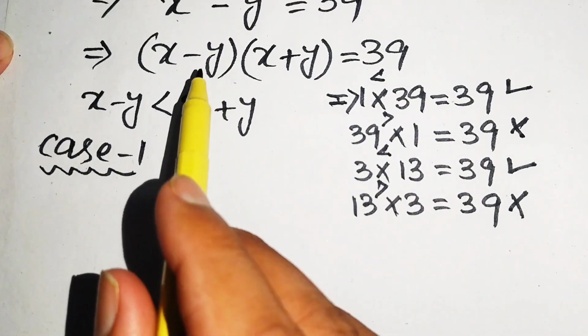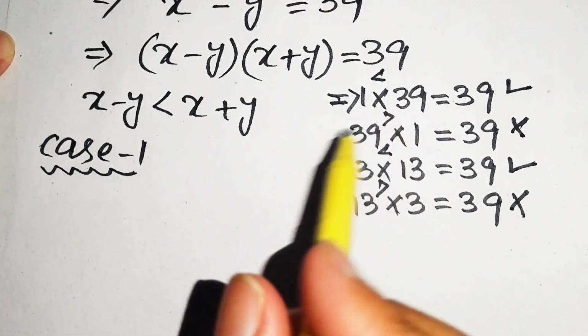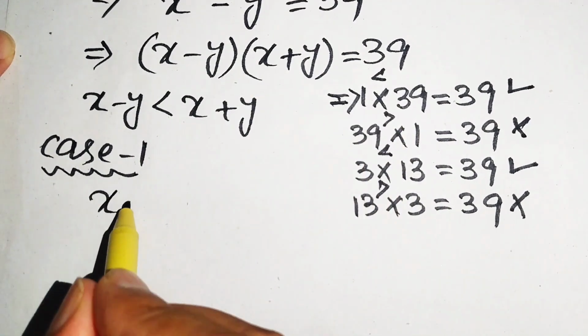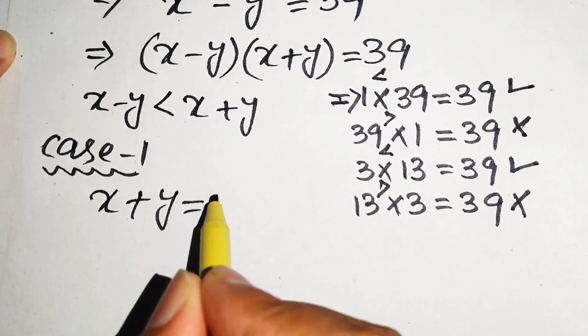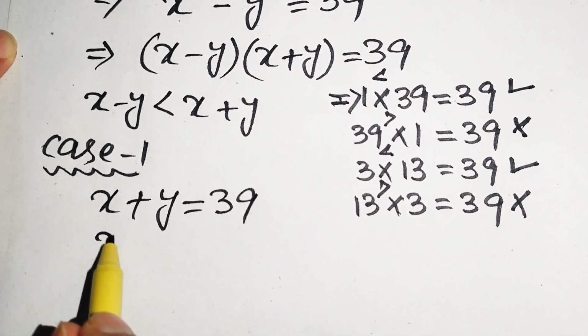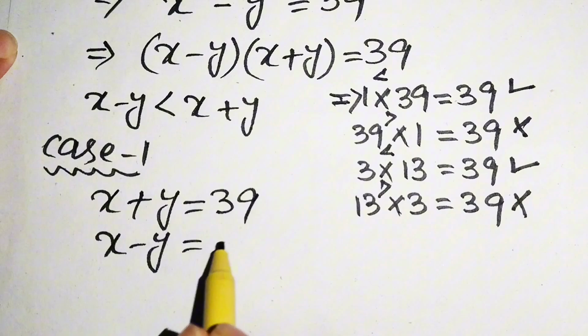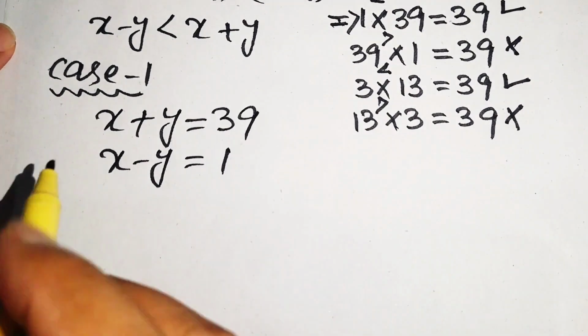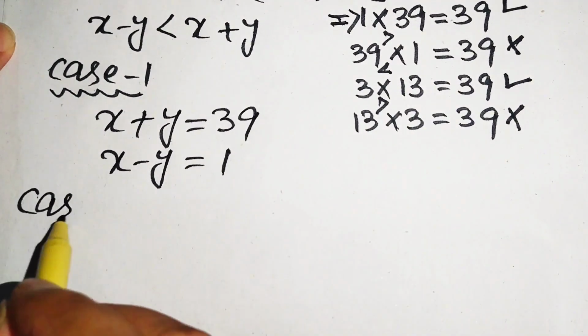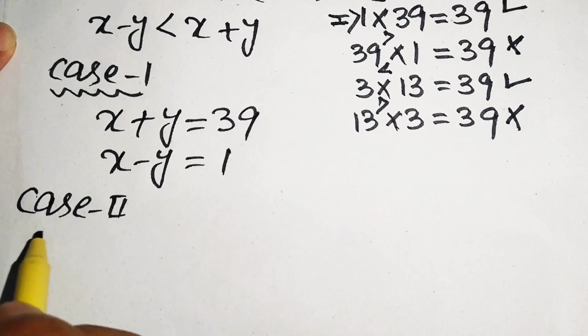So in case number 1 we compare the left hand side with these numbers, and we easily write here x plus y equals 39, and x minus y equals 1. So this is our case number 1, and similarly we write here case number 2.